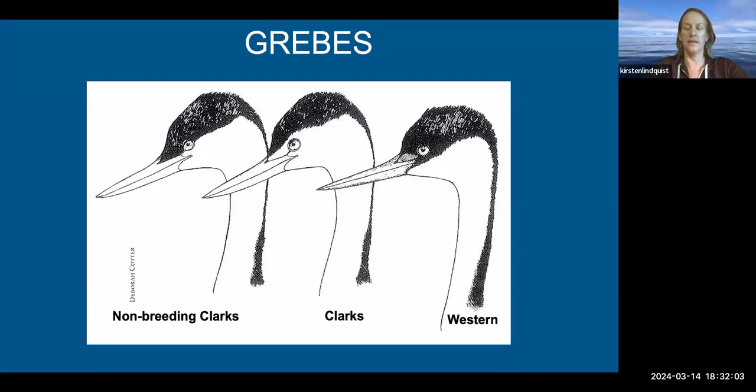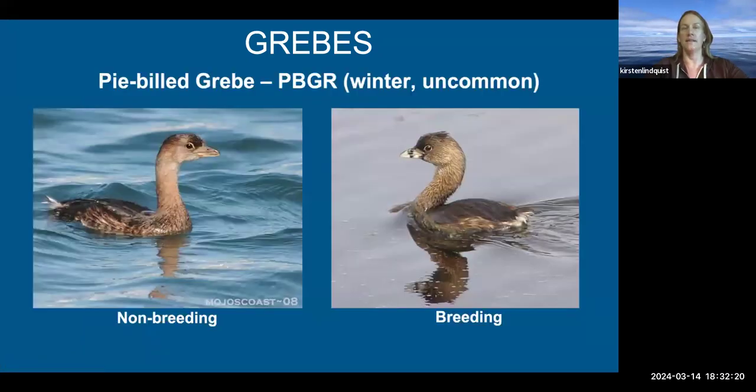So here's a Western grebe here on the right, Clark's, and then non-breeding or winter Clark's with that dark kind of creeping down a little bit. So again, we're going to focus on the bill color and then the flanks, the overall contrast between the top of the head and the back.